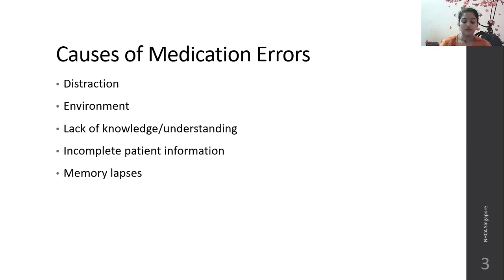Memory lapses: forgetting to administer a drug at a given time, and this may be due to overwork or overburden in the nursing arena. Systemic problems, for example, medications are not properly labeled, or medications with similar names are kept together in close proximity to each other. So this may lead to confusion and wrong dosage. So that is another example of causes of medication errors.